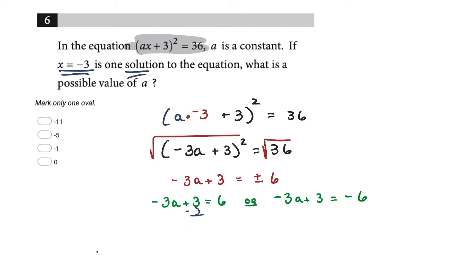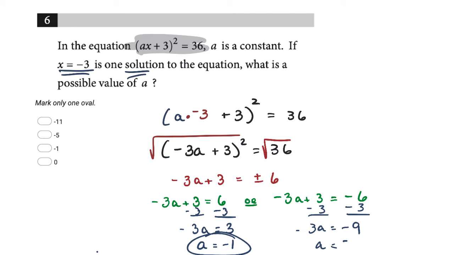So we'll subtract our 3 for this one on the left. Negative 3a equals 3 divided by negative 3. There's one possible answer. We'll subtract our 3 here. Negative 3a equals negative 9 divided by negative 3. We get 3. So a is either 3 or a is negative 1. Well, they don't give us the 3 as an option, so it must just be negative 1.